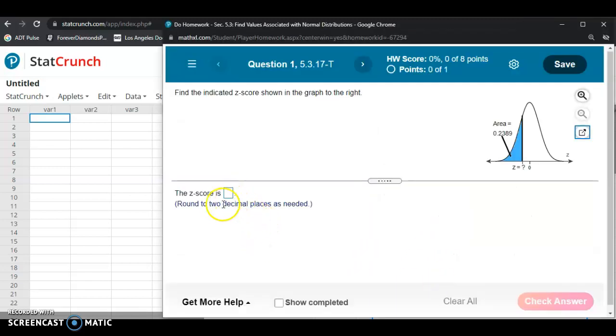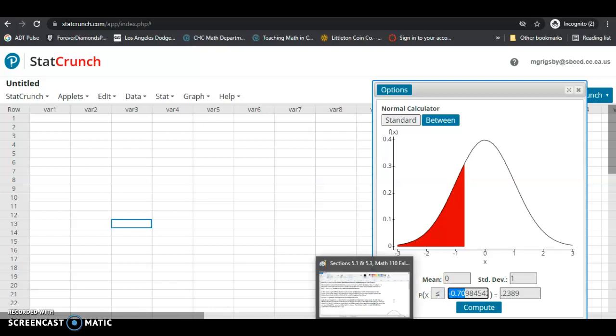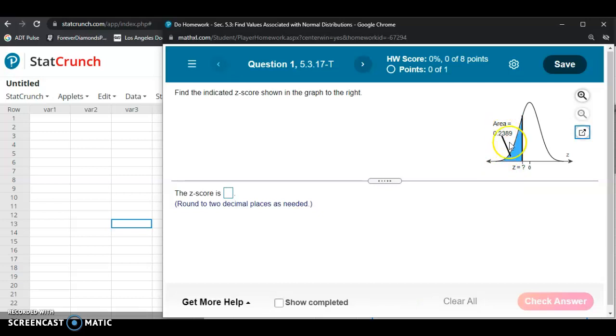We're going to round that to 2 decimal places. So negative 0.709, that 0 there will get rounded up to 1. So this is negative 0.71. The z-score with this amount of area to its left is negative 0.71.